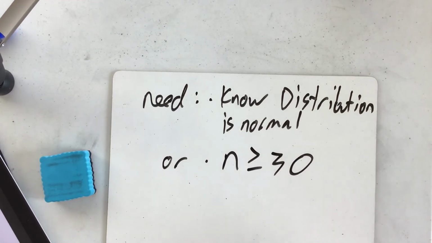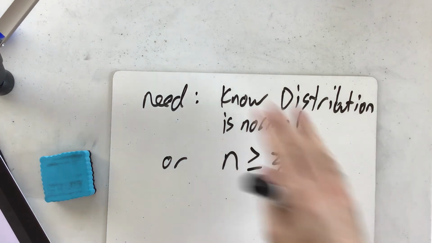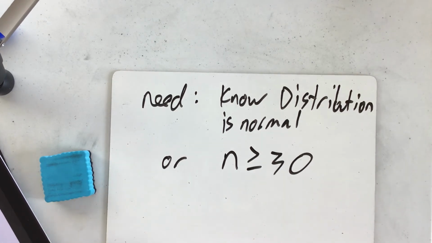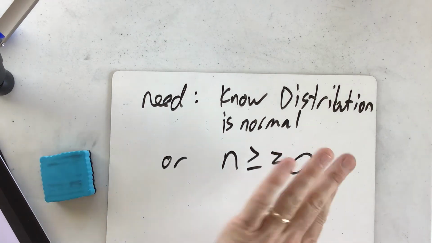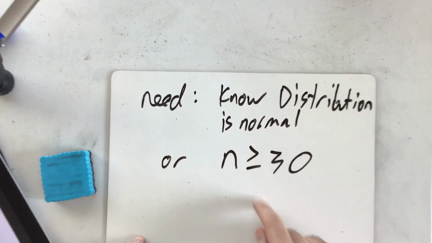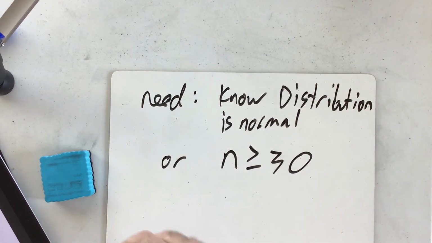There's nothing magic that happens at the number 30. It's just that this is a number that statisticians have said by the time you get to 30 people in your sample, we're pretty confident that the shape has taken that normal shape, because we know from the central limit theorem, the bigger and bigger n gets, the more it takes that bell shape, that normal shape. So what do you need? You need to either start off with a normal distribution or have n at least 30.